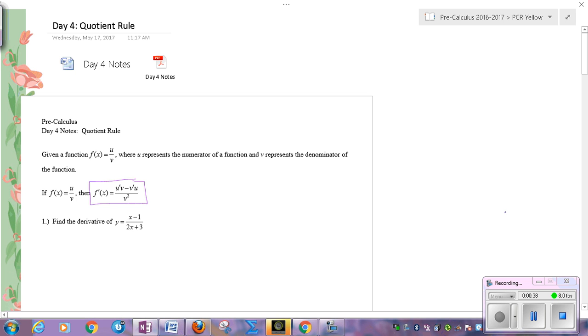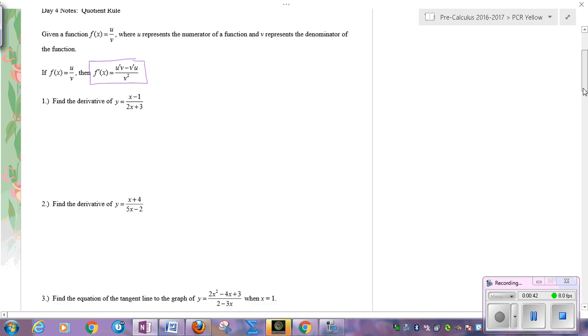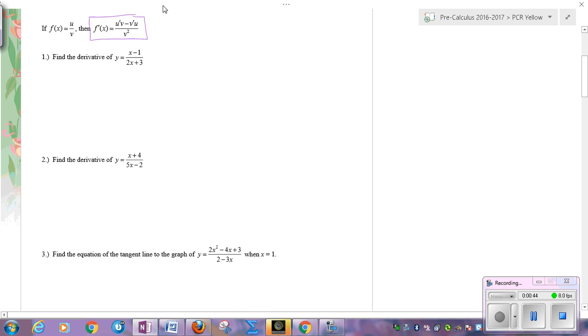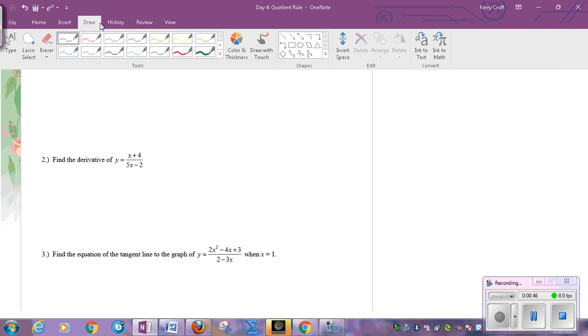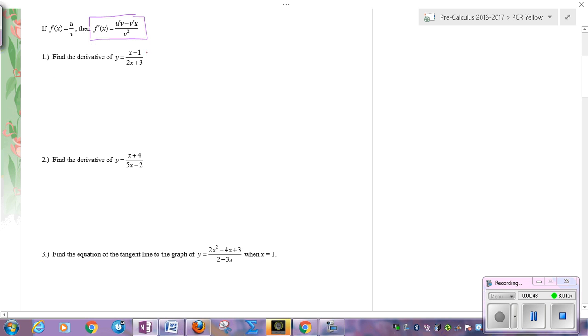Now, the first thing I want you to do is make sure that you keep track of what is u, what is v, what is u prime, what is v prime, just like we did with the product rule. So I'm going to first start off by identifying each one of those. So u is x minus 1, that's the numerator. V is 2x plus 3, that's the denominator.